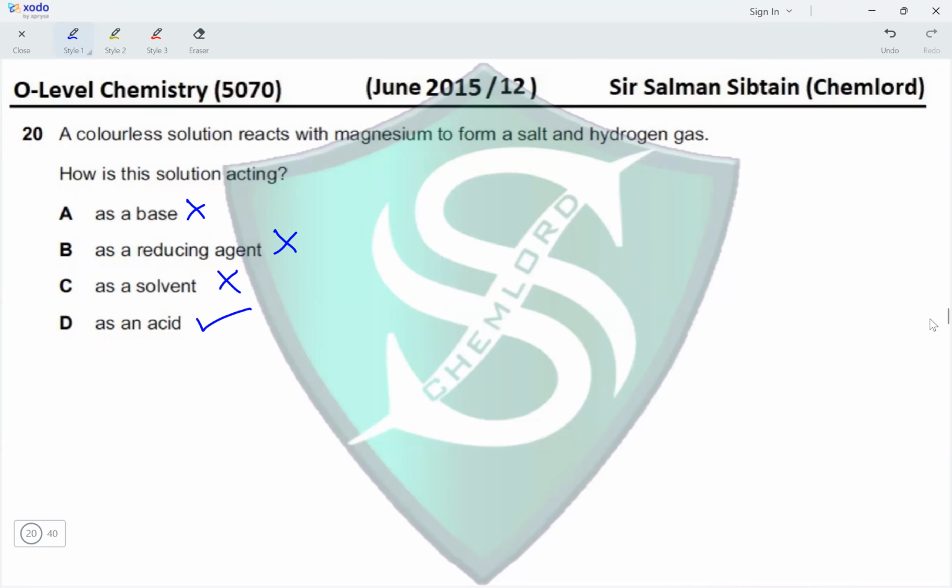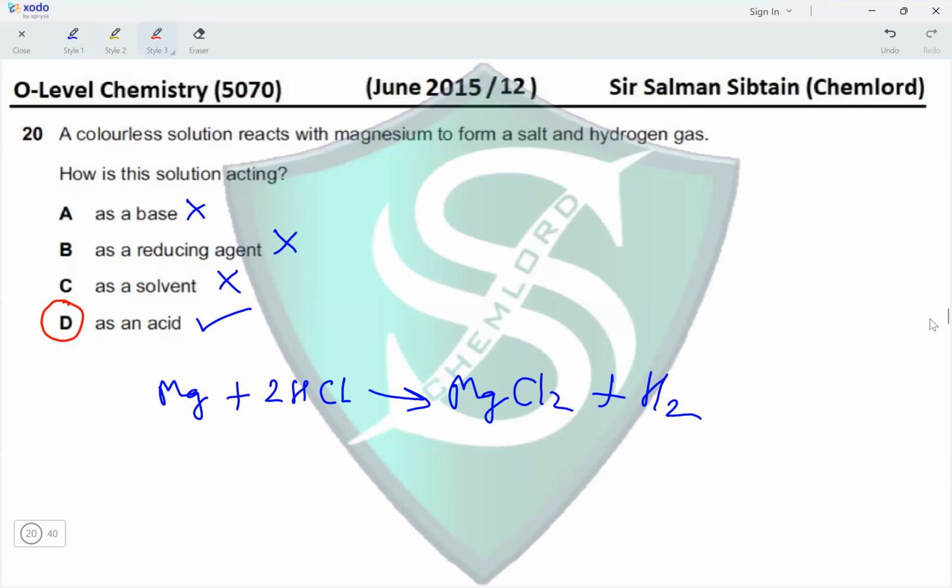As an acid, yes, because Mg on reaction with any acid, let's take the example of HCl. So 2 moles of HCl would produce a salt, MgCl2, and it would release hydrogen gas. So whatever solution magnesium is reacting with has to be an acid. So this makes option D the correct option for this question.